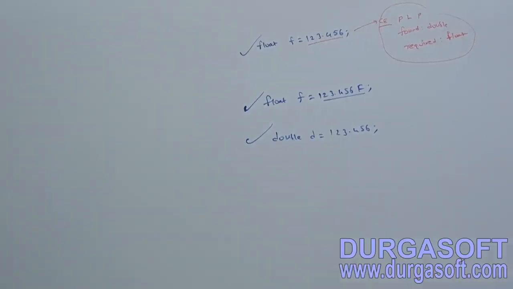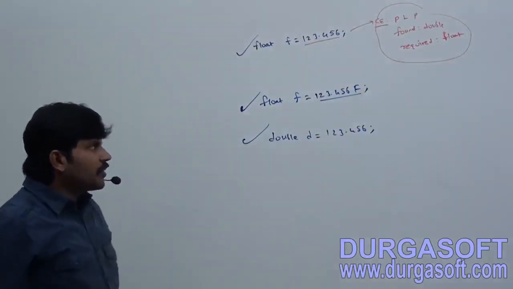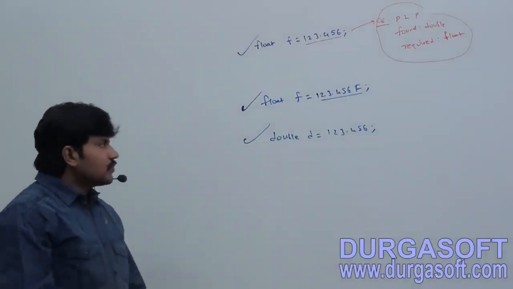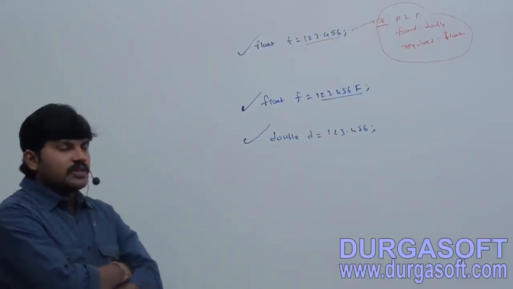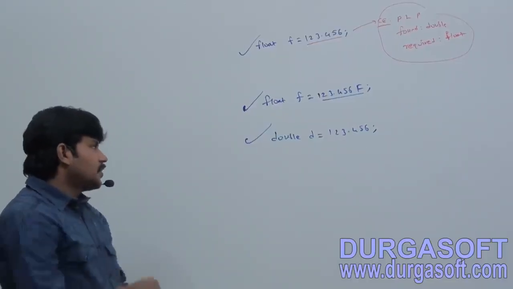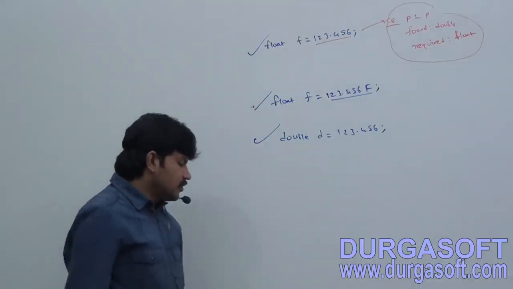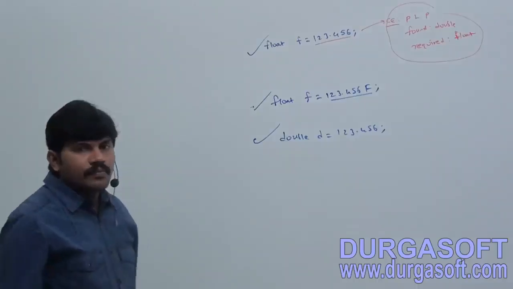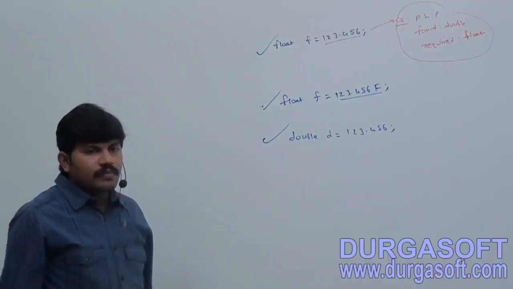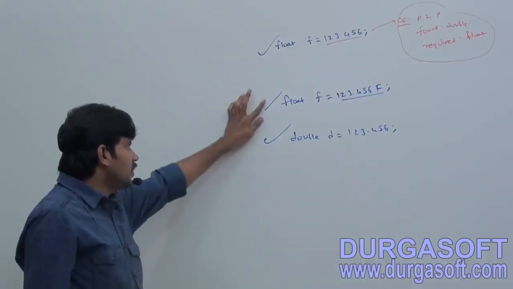Float f is equal to 123.456: possible loss of precision, found double, required float. Float f is equal to 123.456f: valid. Double d is equal to 123.456: double d, completed, right?